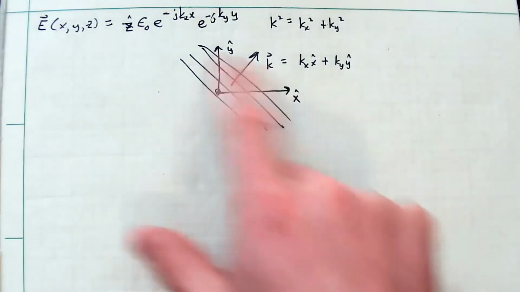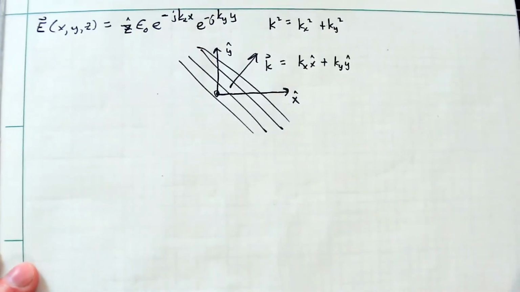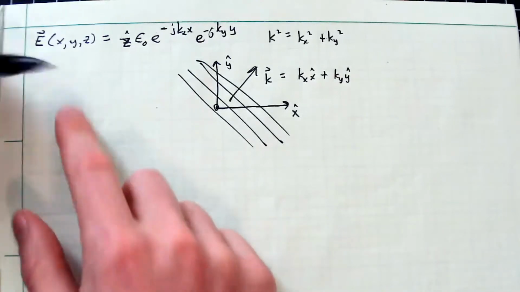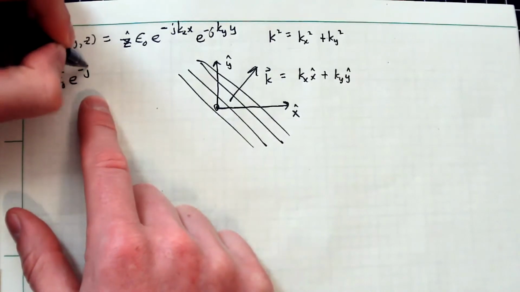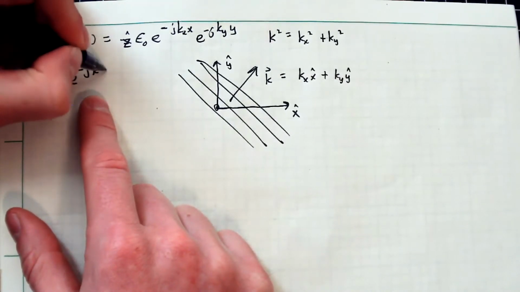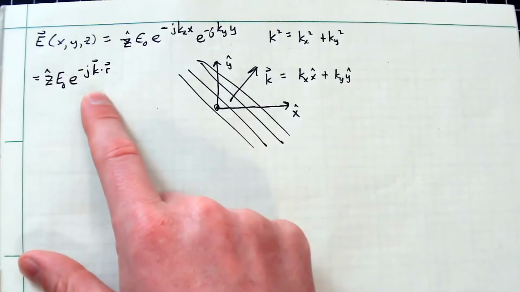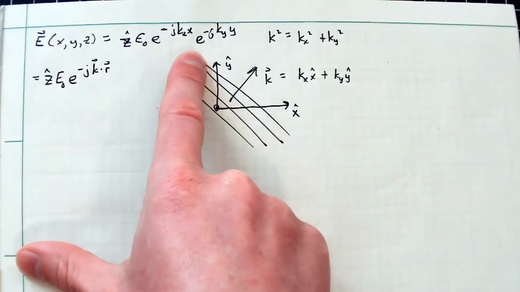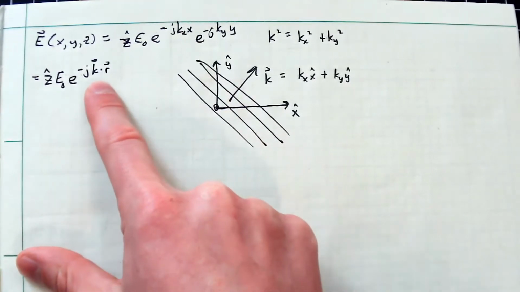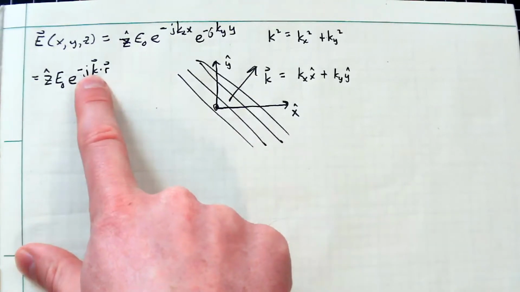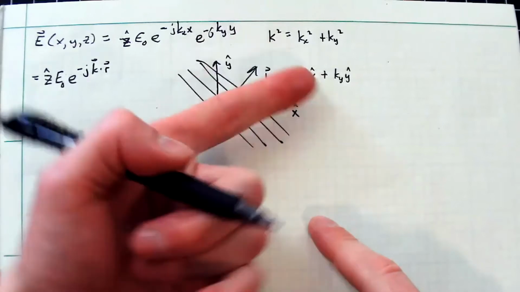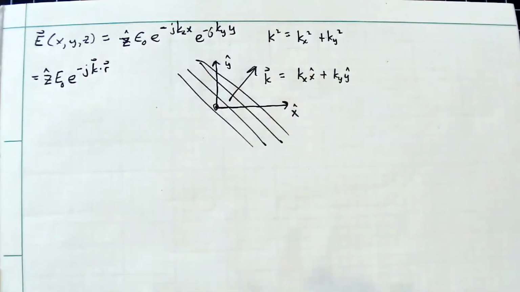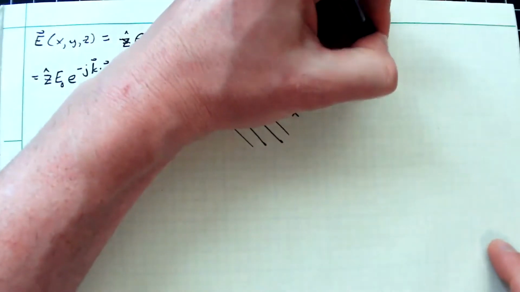That means this notation can be simplified if you express it in vector notation, because what you'll get is z hat E naught e to the negative j k dot r. It's the same expression, but with vector notation it's nice and compact. So it represents a plane wave propagating in some particular direction defined by this wave vector. So you'd call this a wave vector here.